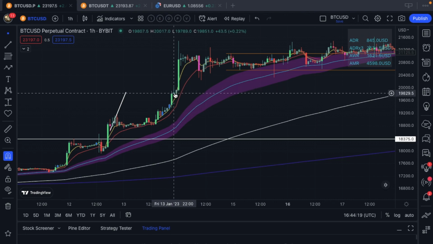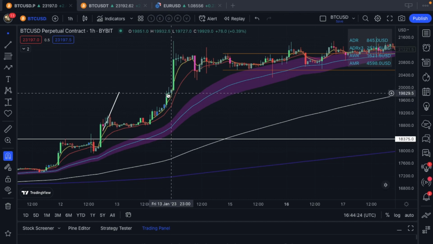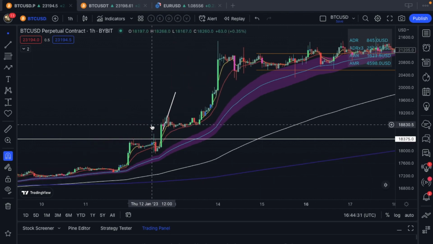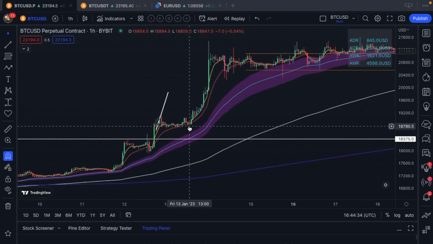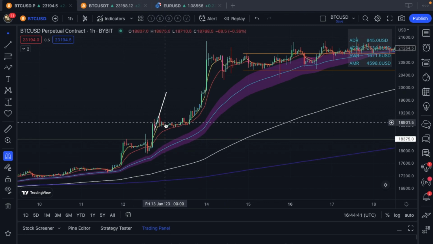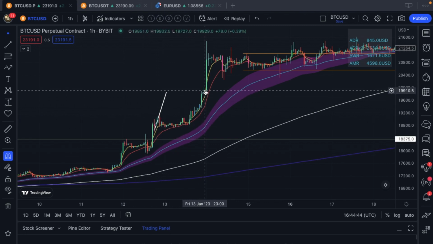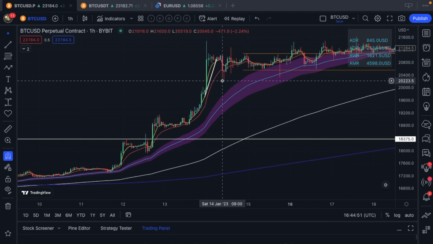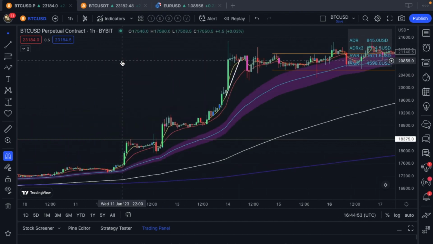Here's your level 2 consolidation, and this one was very quick, but that's really the way you want to see it. You want to see it consolidate for not much longer than 2 hours. This one was a bit of a long consolidation, so would have got a lot of people out of the trade. But you see, that brings us right up. So far, ADR times 2, and then if we bring it to the low of our consolidation here, ADR times 3.